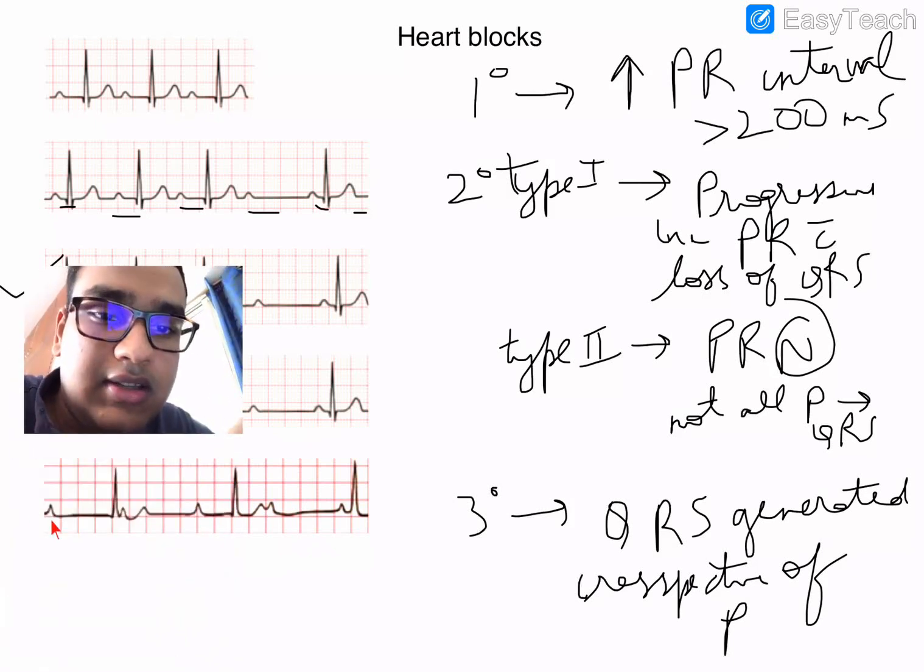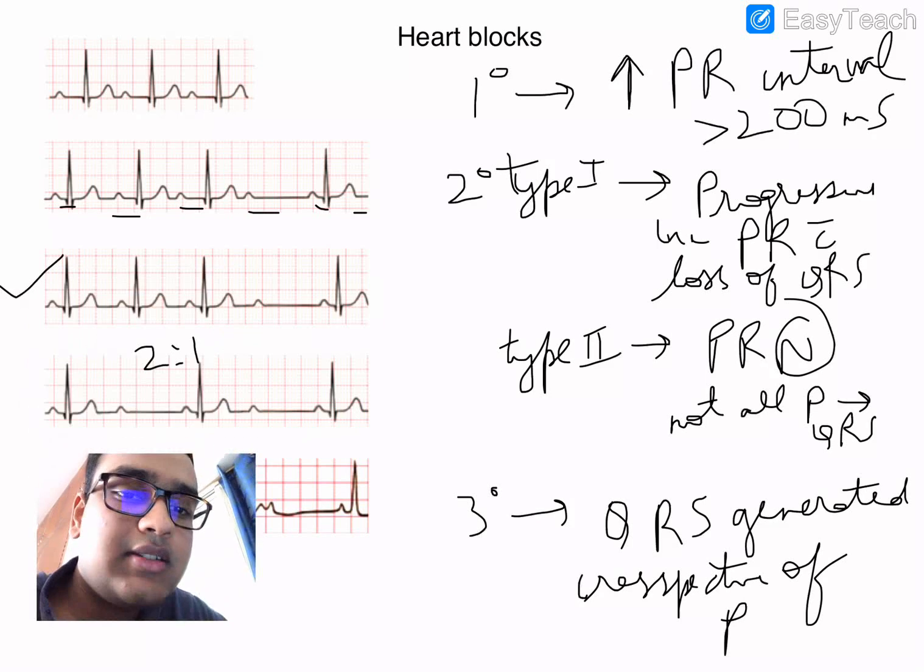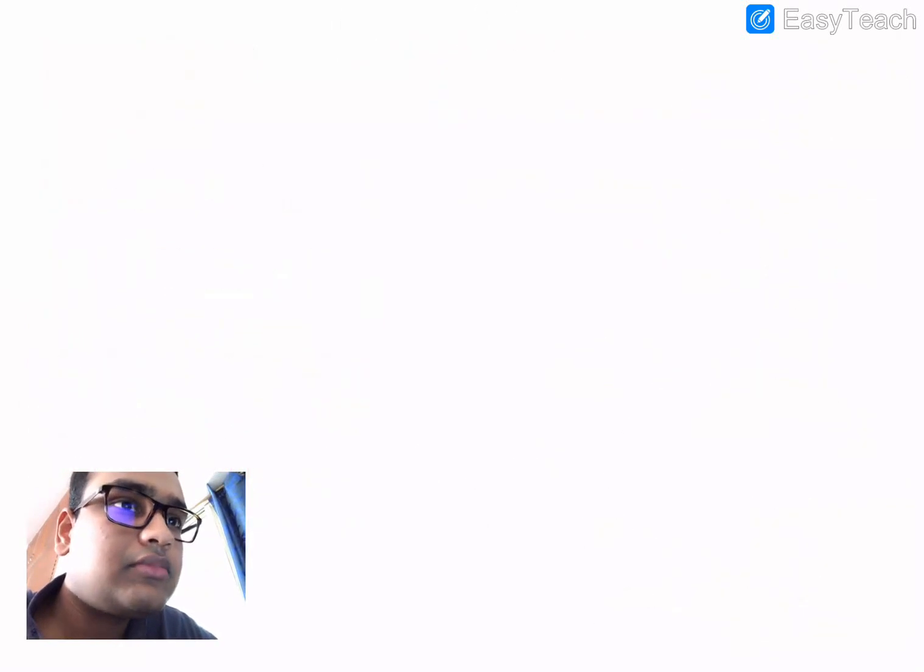So as you can see here, there's a P wave here, but there's no QRS. Then there's a QRS here, again P wave here. So this P wave and QRS, there's no relation between the two. QRS occurs independent of P wave. So that is regarding this heart block.